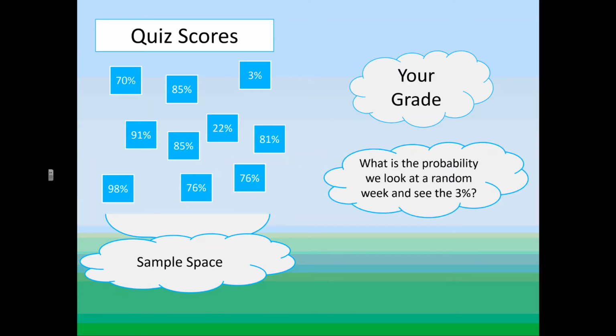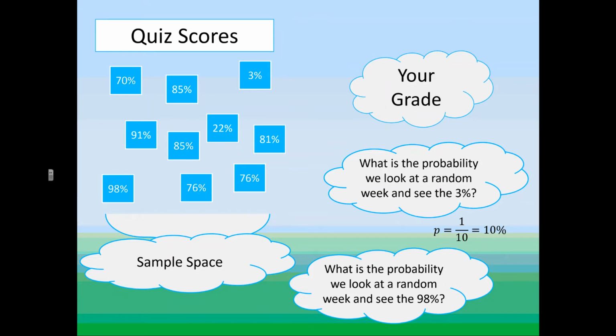Now, what is the probability we look at a random week and get a 3%? That would be 1 out of 10. What is the probability we look at random and get a 98%? That would also be 1 out of 10. Notice, each of your quiz scores have equal probability, except for some. If we take a look at 85, you actually have 85 twice. So some probabilities do get higher. These probabilities are nice, but this is not where your grade comes from.